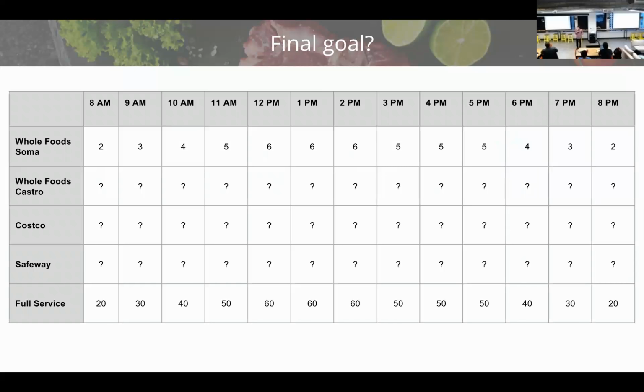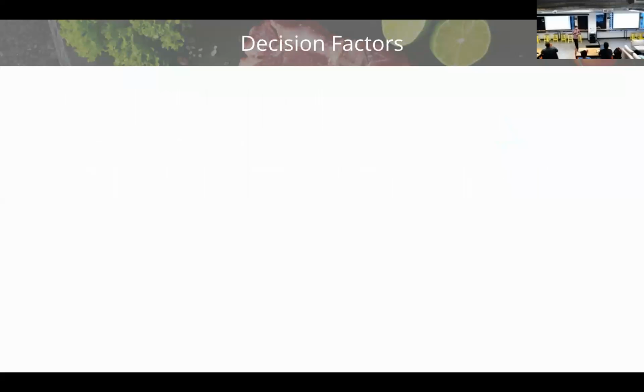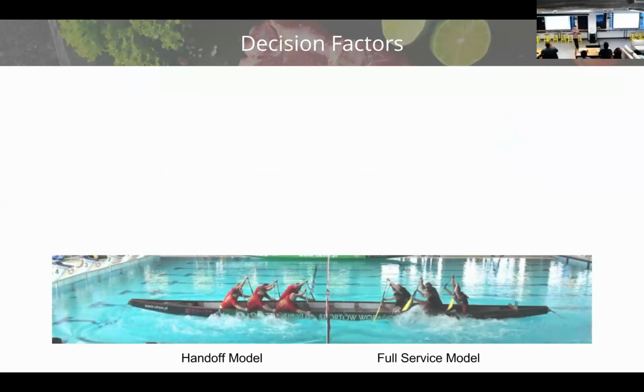And the final goal is to come up with something like this. At each store, at each hour of the day, we have to figure out how many shoppers we need. And also we need to figure out how many full service shoppers we need across the zone. Now, there are several factors that affect this decision. One of the most important ones is the trade-off between handoff model and full service model. Think of it as a tug of war between these two. There are some factors that benefit the handoff model. There are some that benefit the full service model. It's important to understand these.